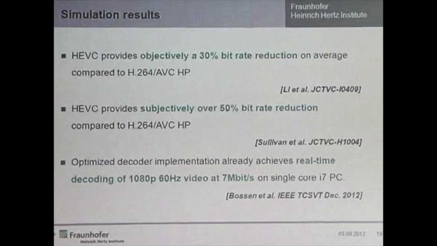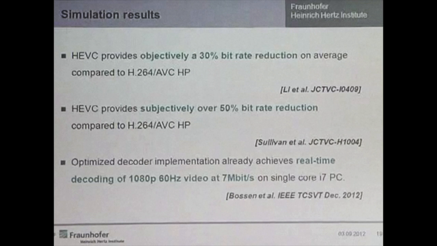An optimized decoder, I think this was already discussed after a question, can achieve real-time decoding of 1080p video at 60 Hertz, running at 7 megabytes per second on one single core. So single core software decoding in real time is already possible. There's an upcoming journal paper in the Transactions on Circuits and Systems for Video Technology, in the special issue in December, which talks about complexity.